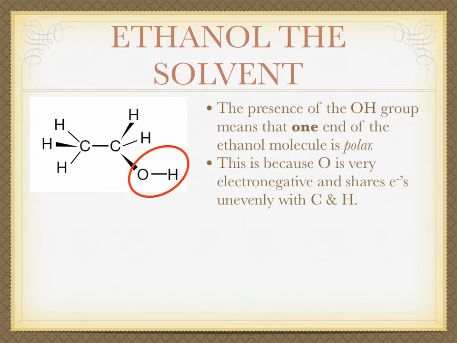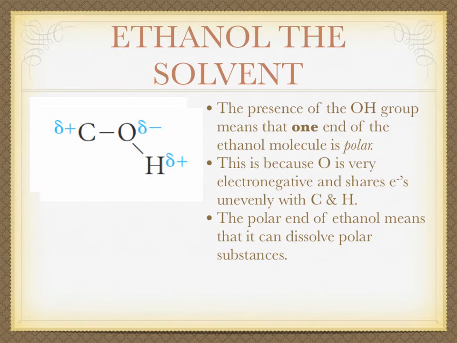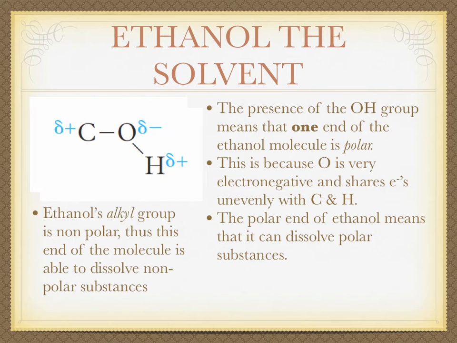Why? Well, the oxygen is incredibly electronegative, so it unevenly shares the electrons with both the carbon and the hydrogen that it's attached to. So the polar end of ethanol means that it can dissolve polar substances, because like dissolves like. There's a representation of the polarity. A zoom in, you have a relative positive charge on the hydrogen and the carbon, and a relative negative on the centralized oxygen. Ethanol's alkyl group, however, the tail, the methyl end of the ethanol molecule, is non-polar. So that means that that end of the molecule is capable of dissolving non-polar substances, because also like dissolves like.